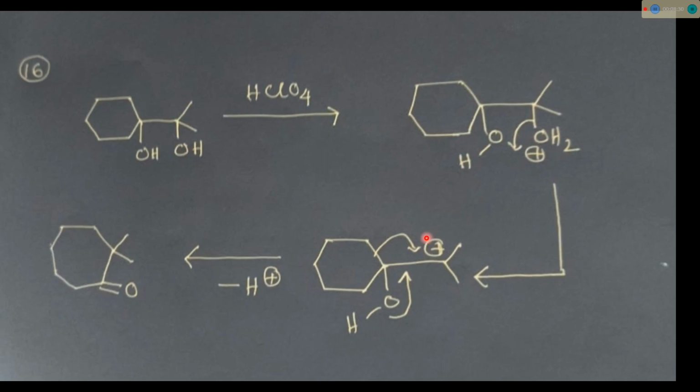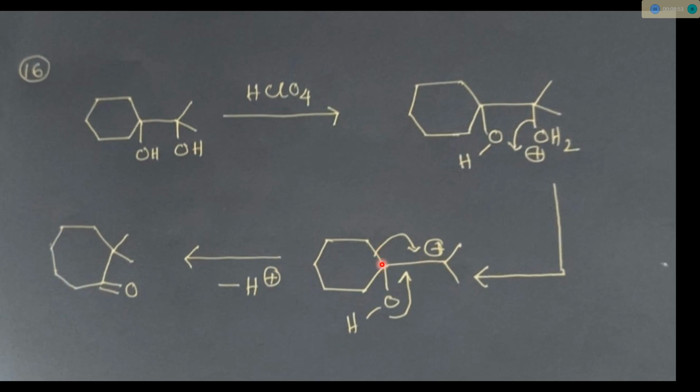After leaving this OH2 group, this carbocation is formed. This is a 3° carbocation. If this OH group leaves as OH2, then the carbocation formed in this case will also be a 3° carbocation. But among these two 3° carbocations, this is cyclic and this is open.